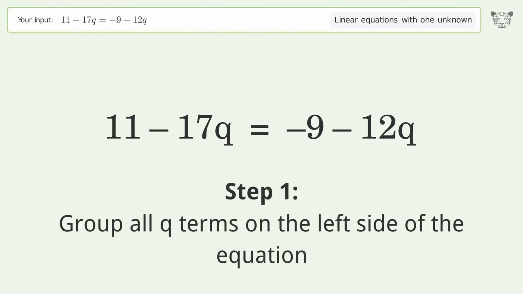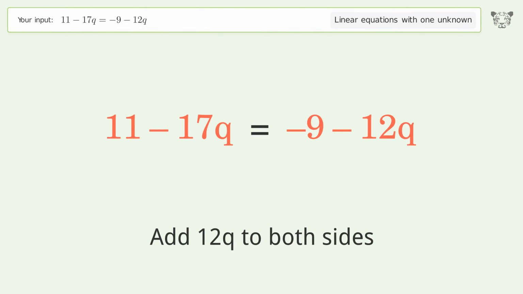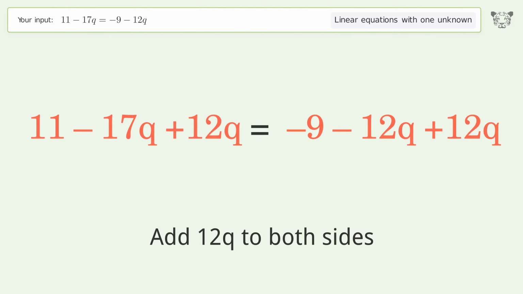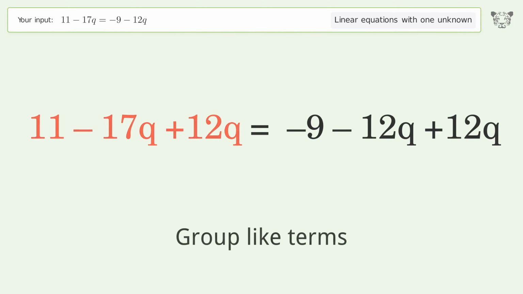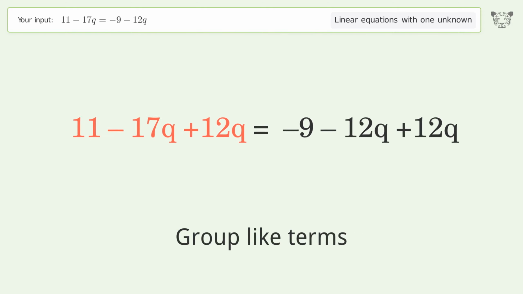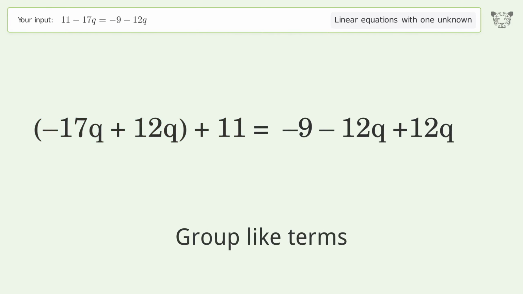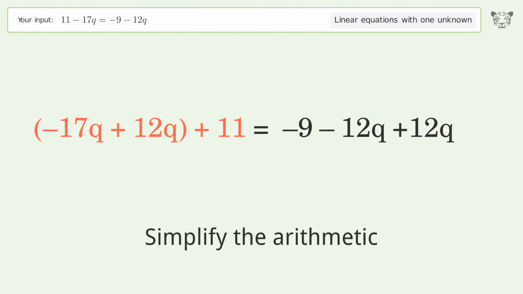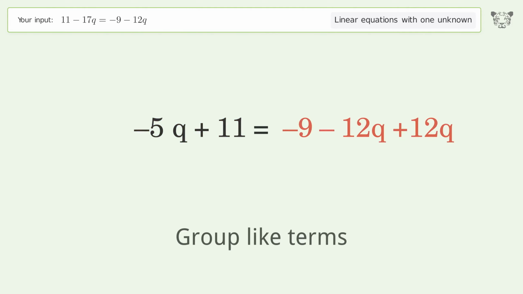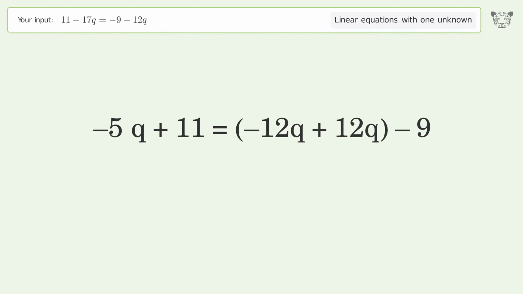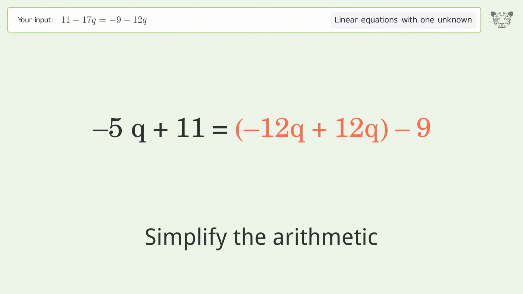Group all q terms on the left side of the equation. Add 12q to both sides. Group like terms. Simplify the arithmetic. Group like terms. Simplify the arithmetic.